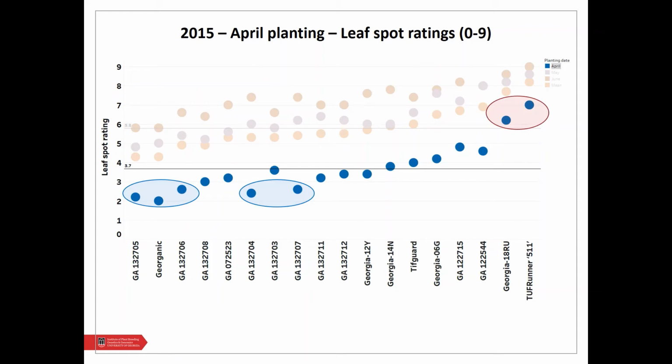The April planted trial in 2015 saw Georgia 18RU and Tough Runner 511 with the highest leaf spot ratings, and Georganic again with the lowest leaf spot rating, along with several of the Georgia breeding lines.